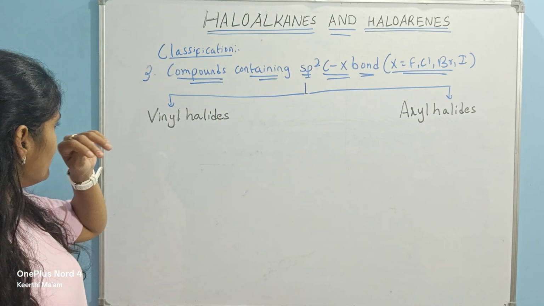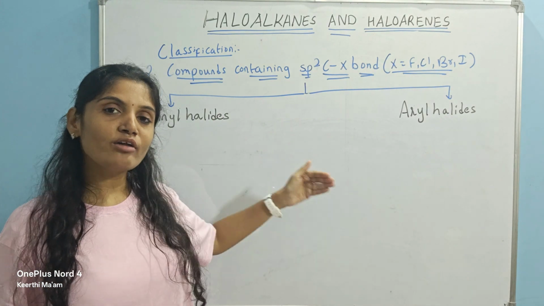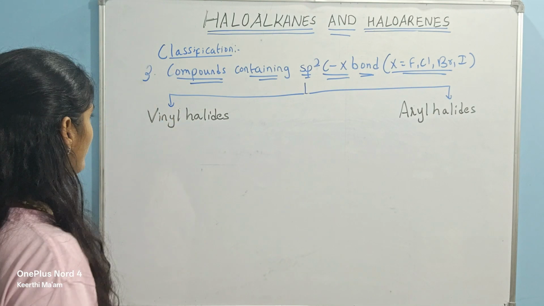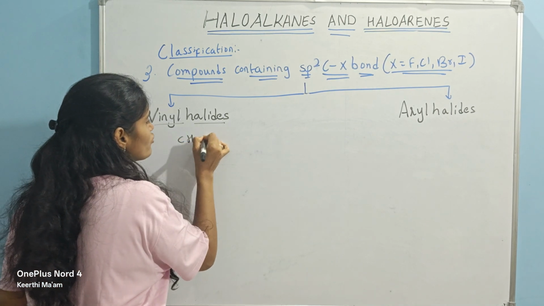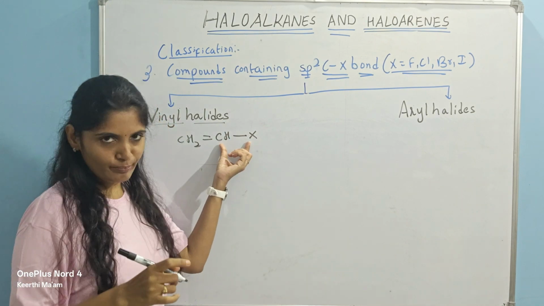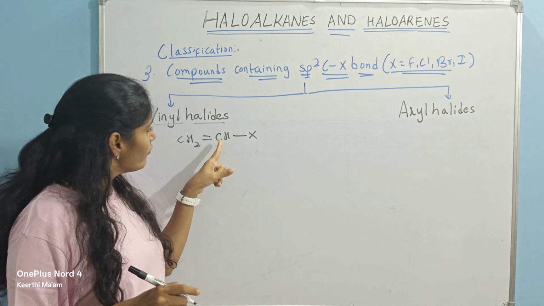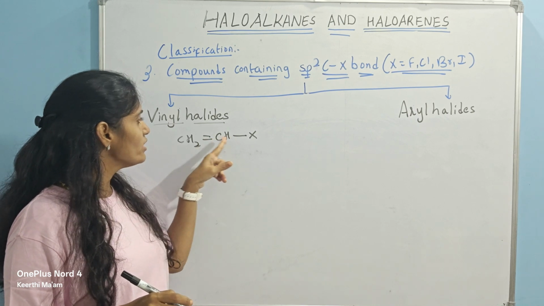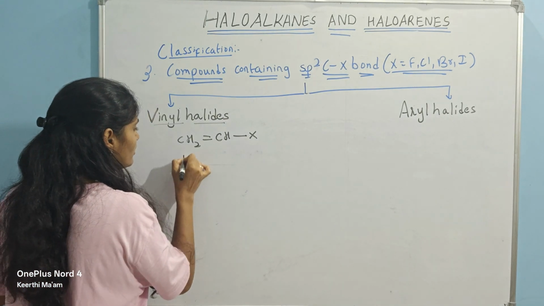Now let us see vinyl halides and aryl halides. Both these types of halides have a carbon containing sp2 hybridization. The carbon holding the halogen has sp2 hybridization. Now when we try to understand vinyl halides, it is CH2 double bond CHX. Now this is your carbon-halogen bond. I have to check the hybridization of this carbon. When you check the hybridization of this carbon, it has one sigma bond here, a second sigma bond here, and the third sigma bond with hydrogen. If you want, I will write this in detail once.